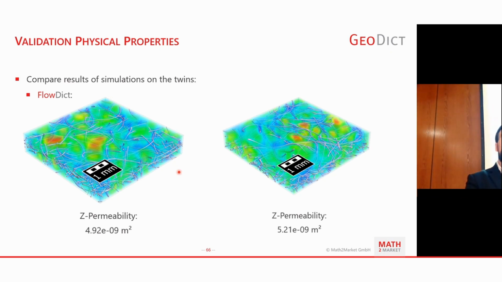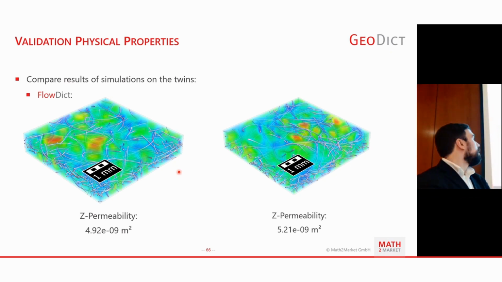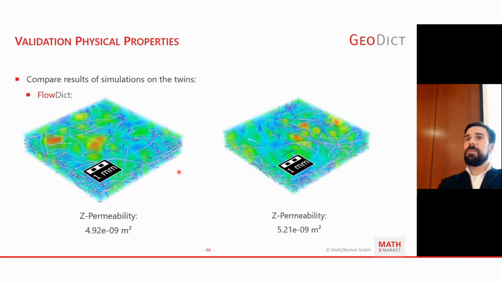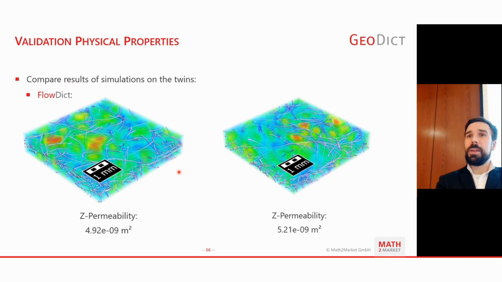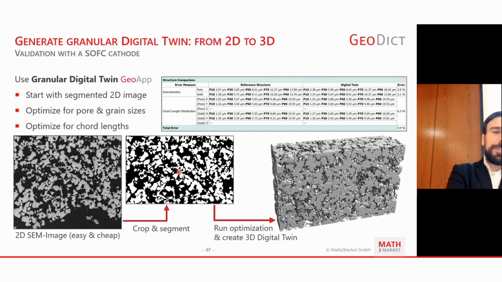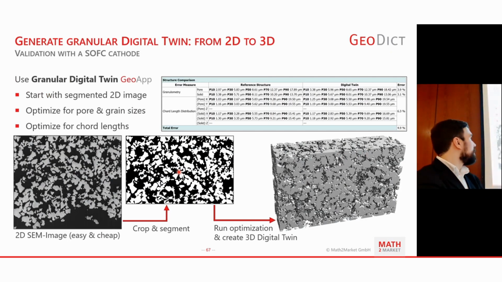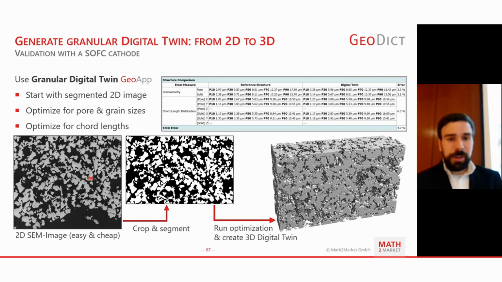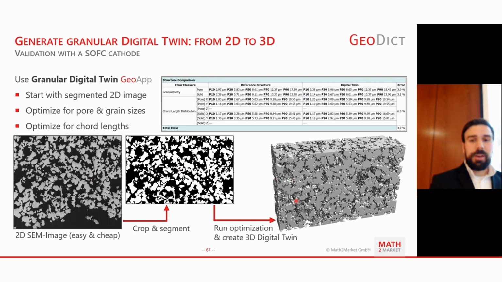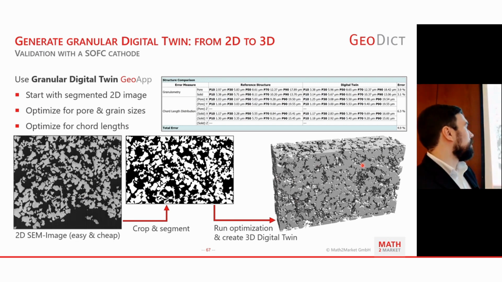Of course, one could do a lot more here. We can look at maybe saturation curves. We can look at pore size distributions. So there's still a lot of room to research how well our results fit and compare them with the real thing. And then, as I already talked about earlier, we have one slide about the digital twin for granular media that is already in GeoDict, where we have a 2D SEM image that is segmented, and we can then generate from this 2D image a 3D digital twin, assuming the direction doesn't play a role. So every direction is the same.